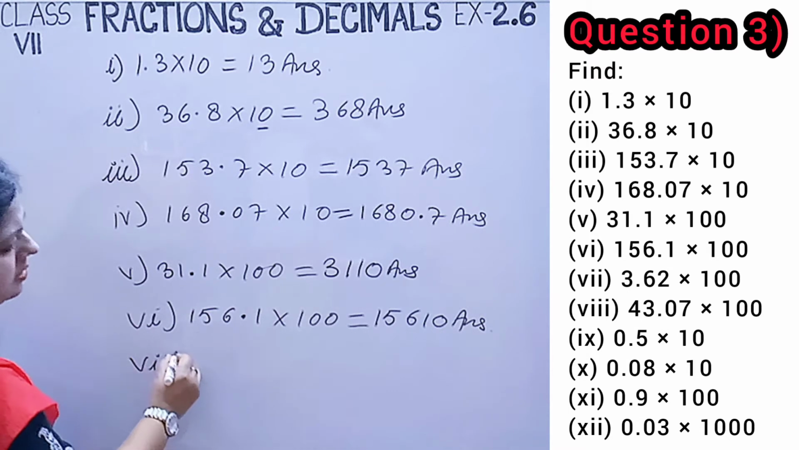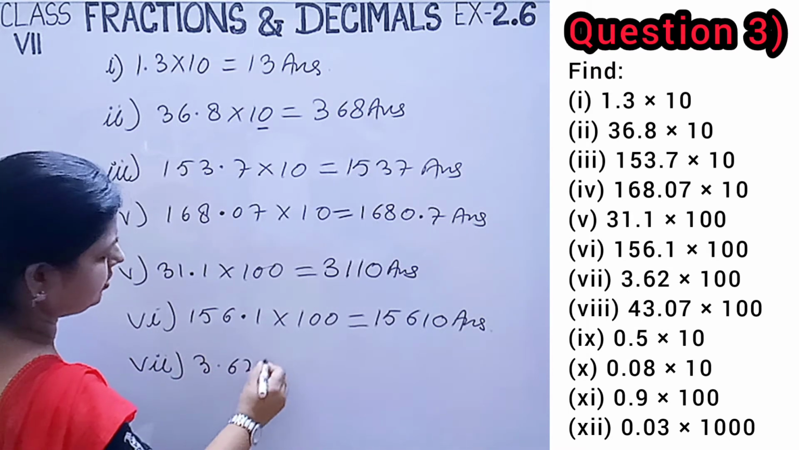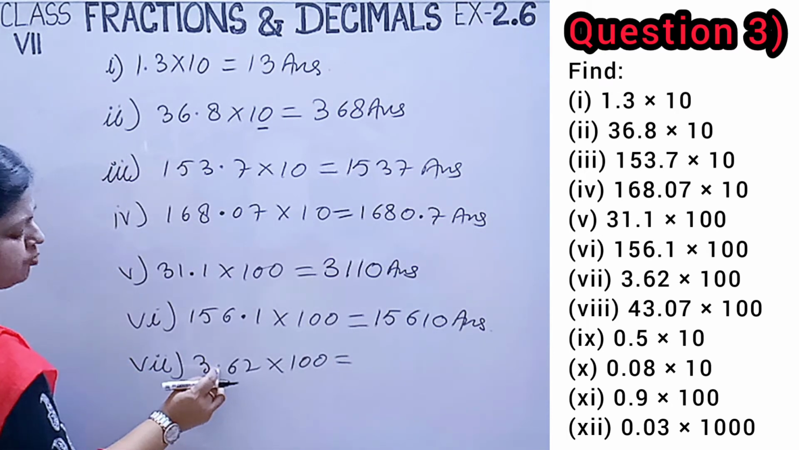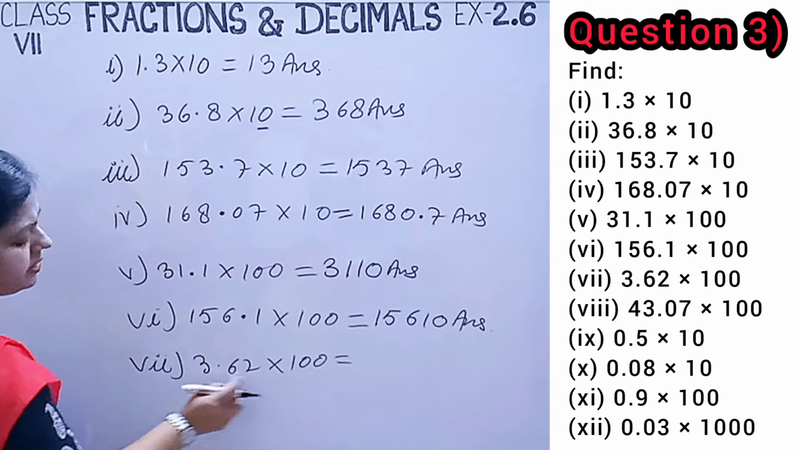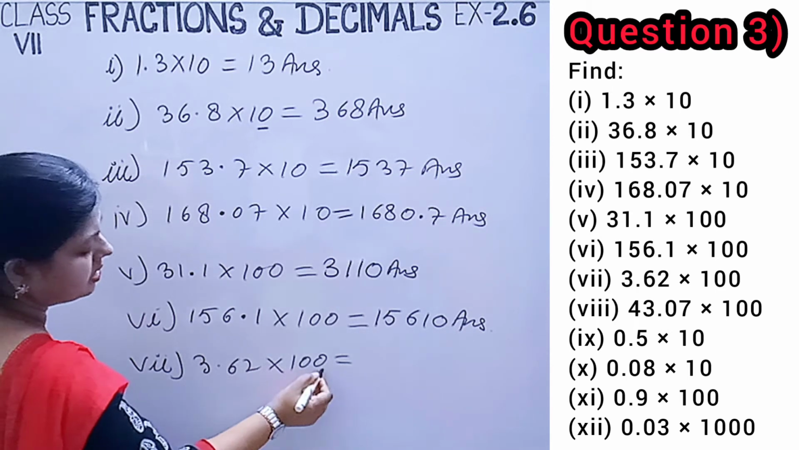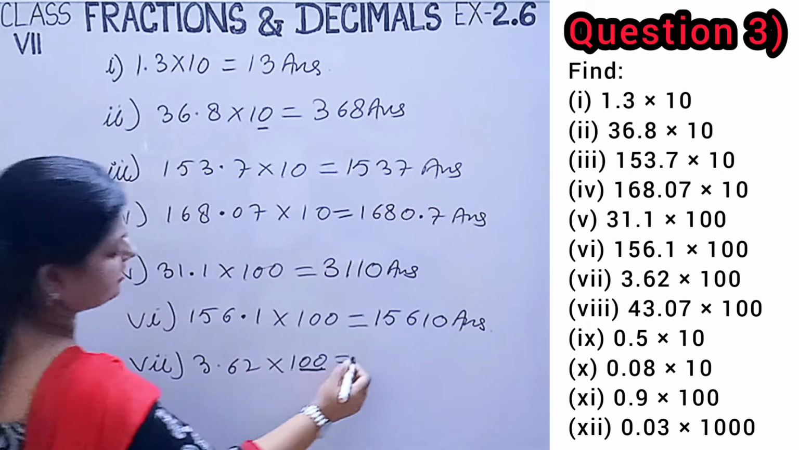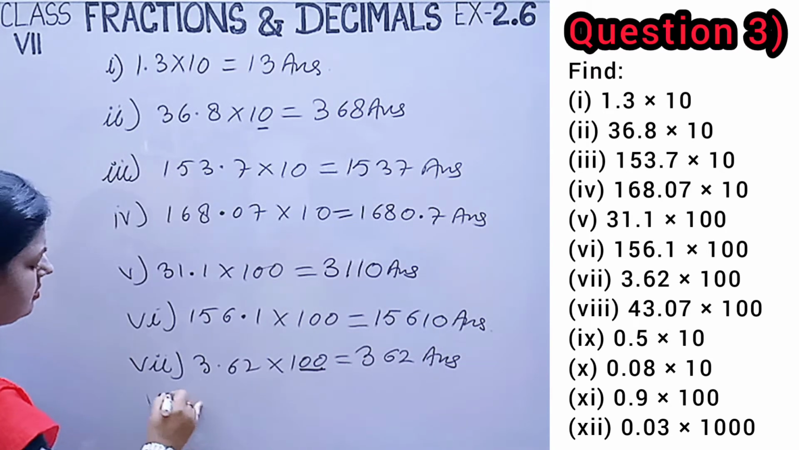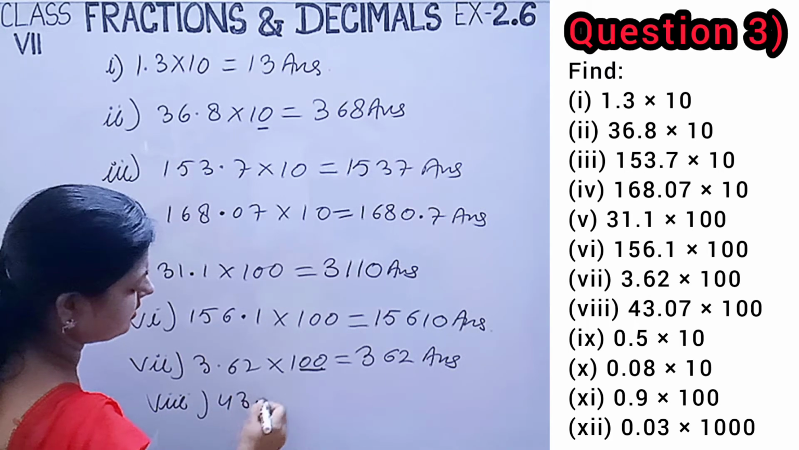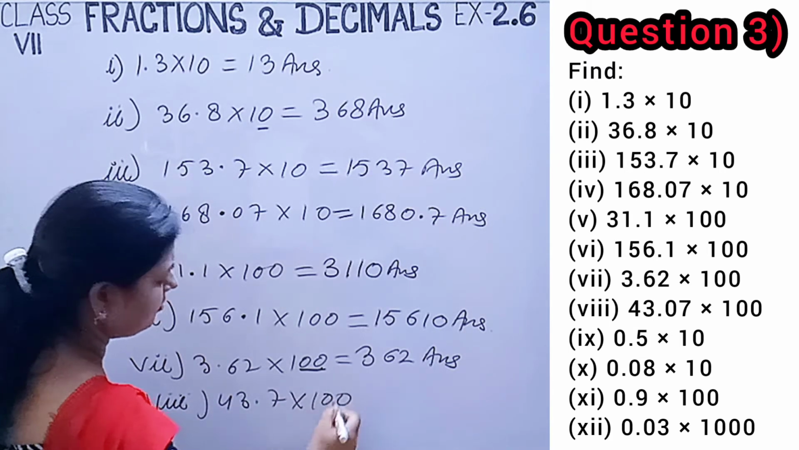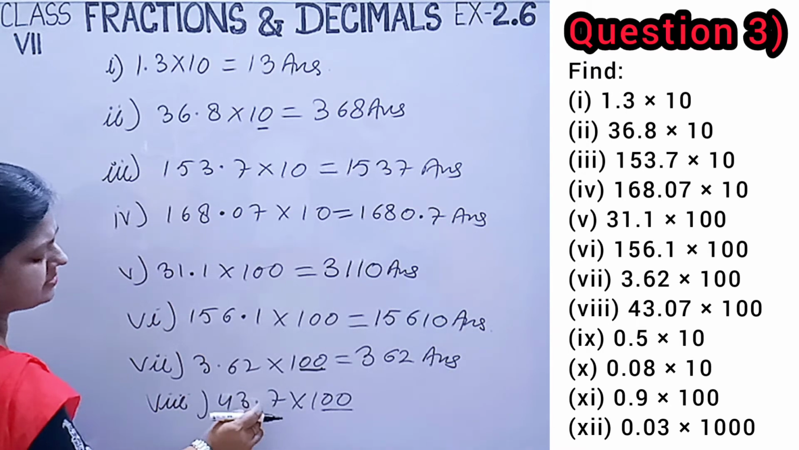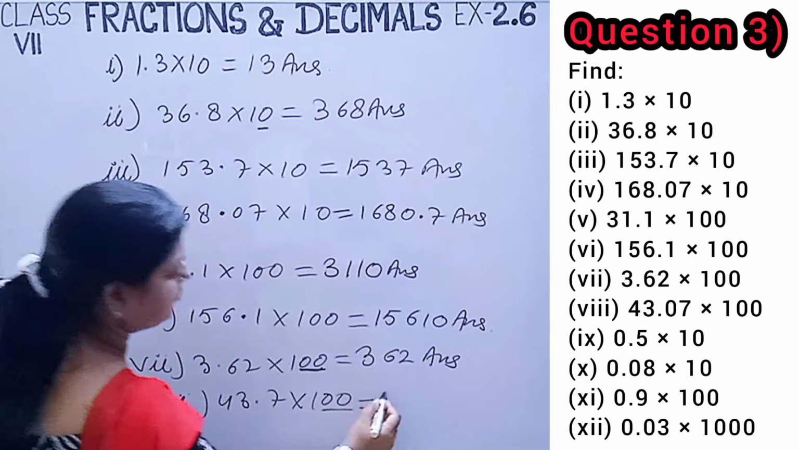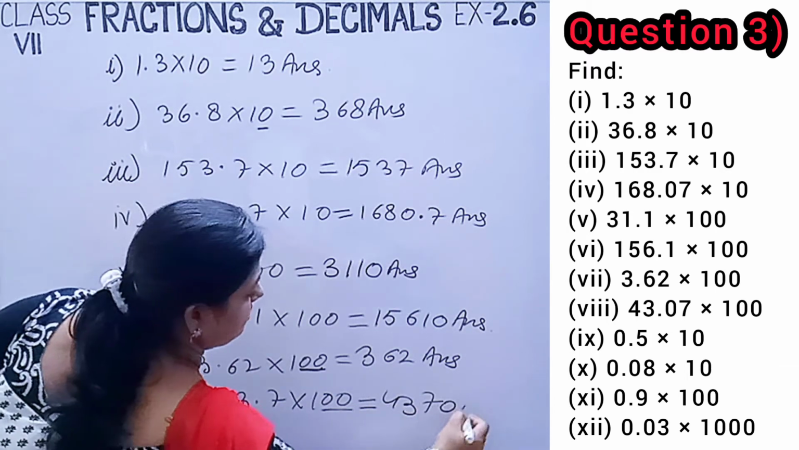Seventh part. 3.62 into 100. We have to shift this point from left to right by 2 digits because 2 zeros we have. So answer will be 362. Eighth part. 43.7 into 100. We have 2 zeros, and after this decimal we have only one digit. So here we have to put one extra zero. 4370 answer.